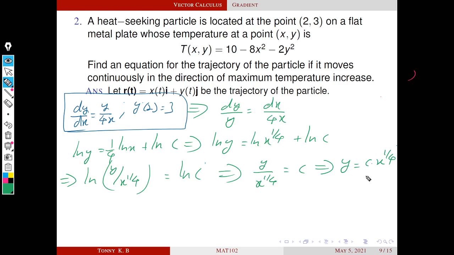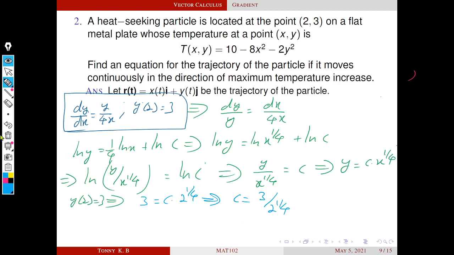Then how to find c? C is a constant. To find c, we can use the given condition: when x equals 2, y is equal to 3. So you simply substitute. y of 2 equal to 3 implies 3 equals c times 2 raised to 1 by 4. This implies c equals 3 by 2 raised to 1 by 4.